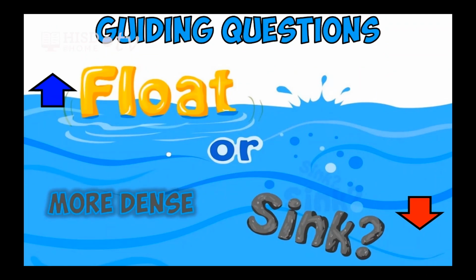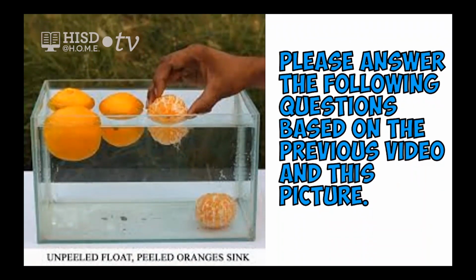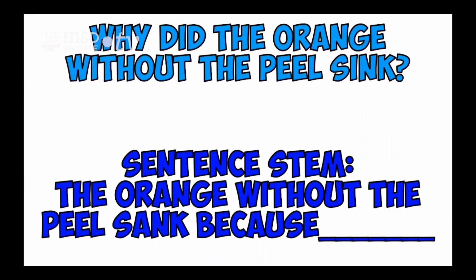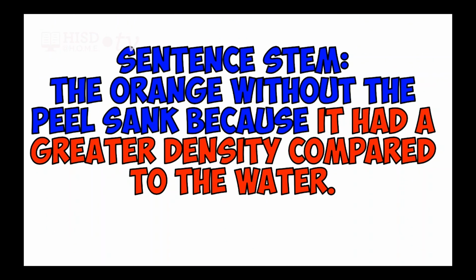Guiding questions. Please answer the following questions based on the previous video and this picture. Why did the orange without the peel sink? You may use the sentence stem, the orange without the peel sank because. I'll give you some think time. The orange without the peel sank because it had a greater density compared to the water.